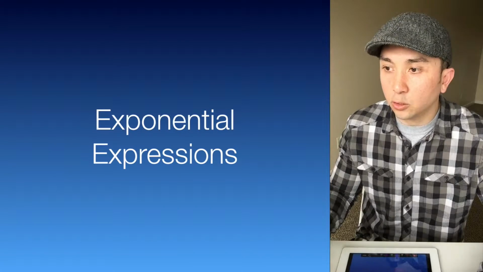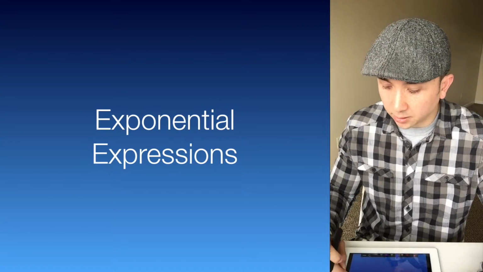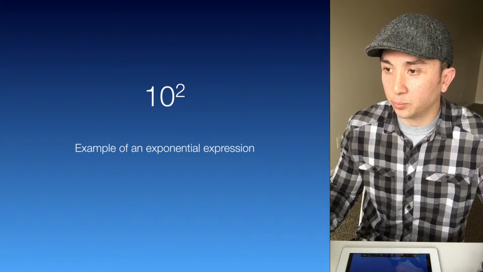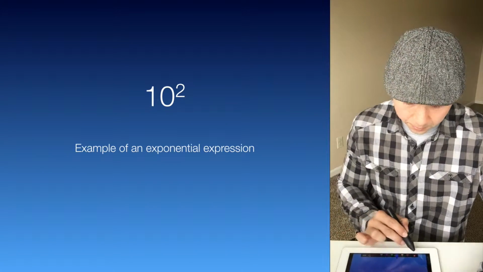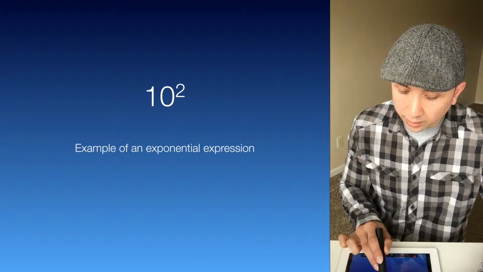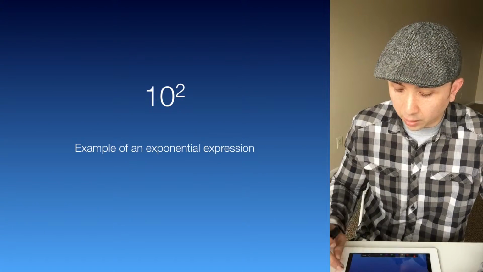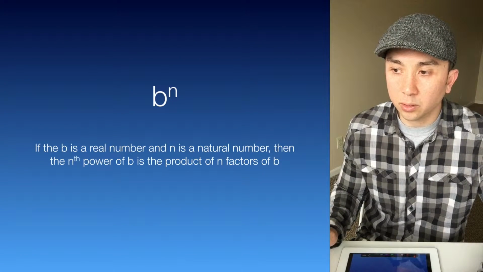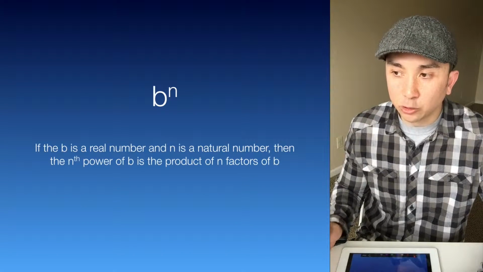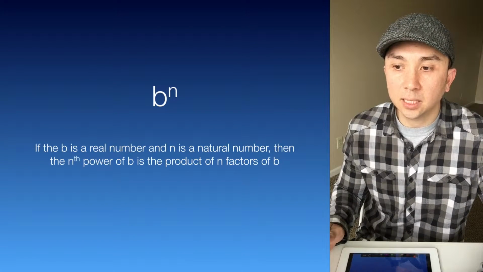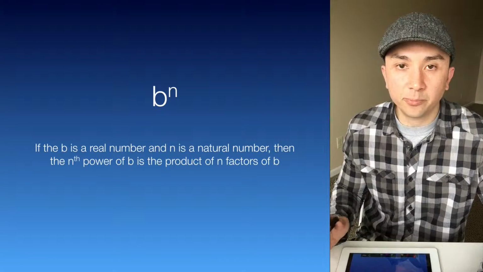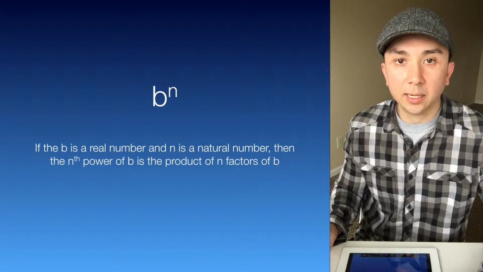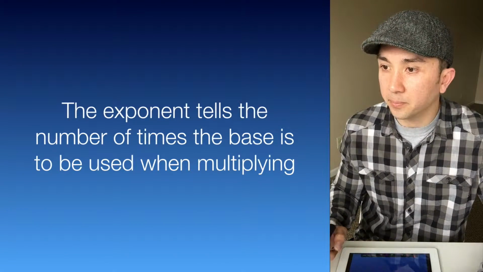So first off, let's go over exponential expressions. Here's an example of an exponential expression. We have our base 10 raised to the second power. If b is a real number and n is a natural number, then the nth power of b is the product of n factors of b. And I'll go over what that means in a minute.